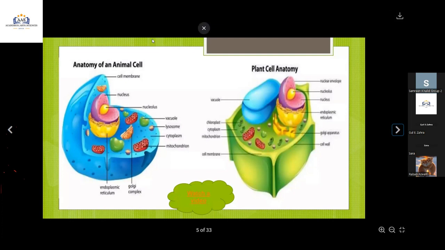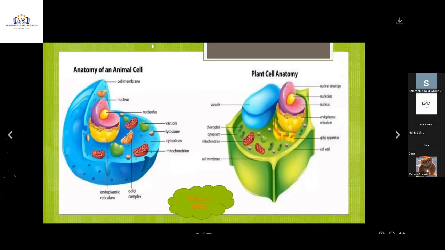Very good. There's the answer of Rabab. She's saying that animals and plant cells are different from each other. Yes, very nice. The basic, some things are same, means there's a nucleus, there's a cell membrane. There are some other organelles which are similar, but some are different.